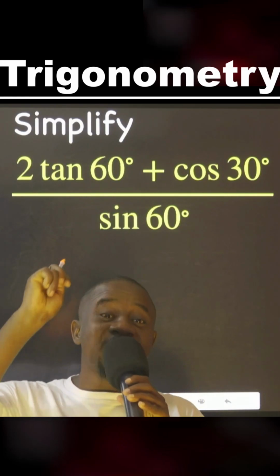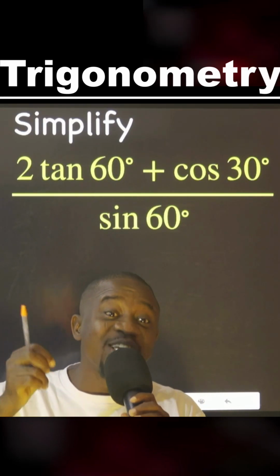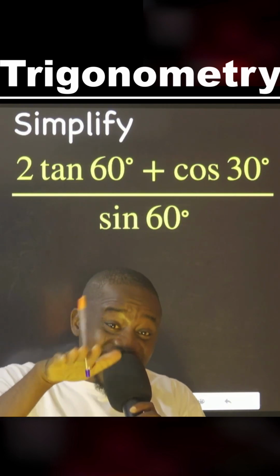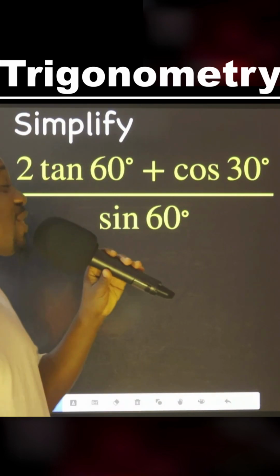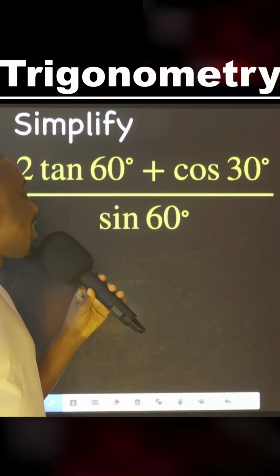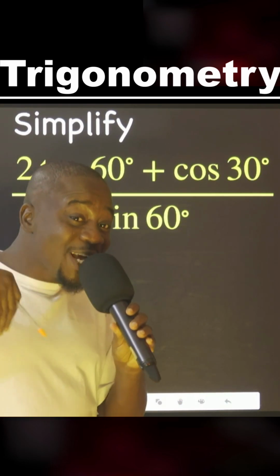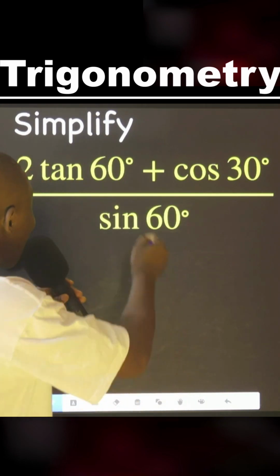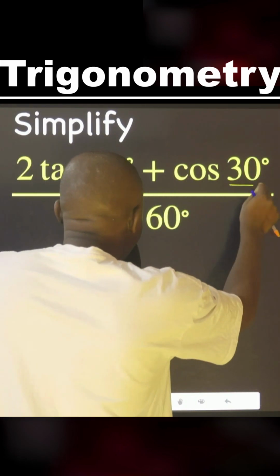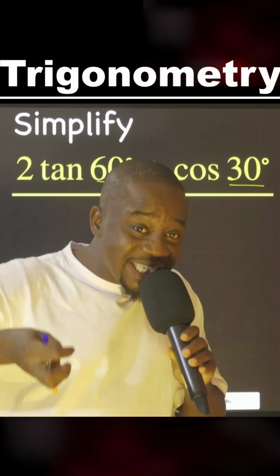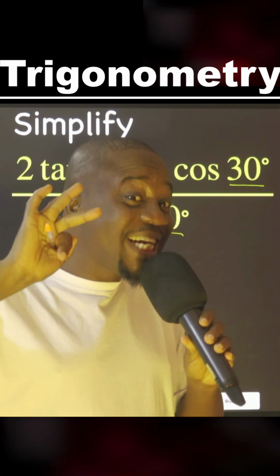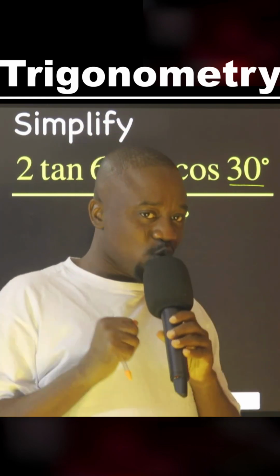Wow, we are asked to simplify this. Don't worry, I will make it simple for you, okay? As you can see, they asked us to simplify this. The first thing that should give you joy is because of this 60, 30, 60. When you see 60, you see 30, you see 45, these three, they are special angles.